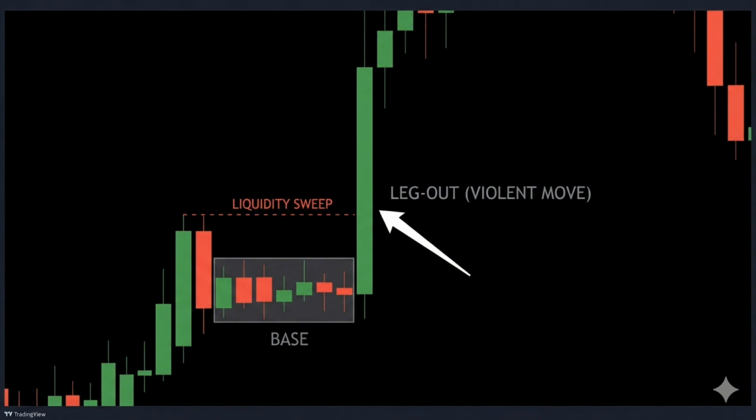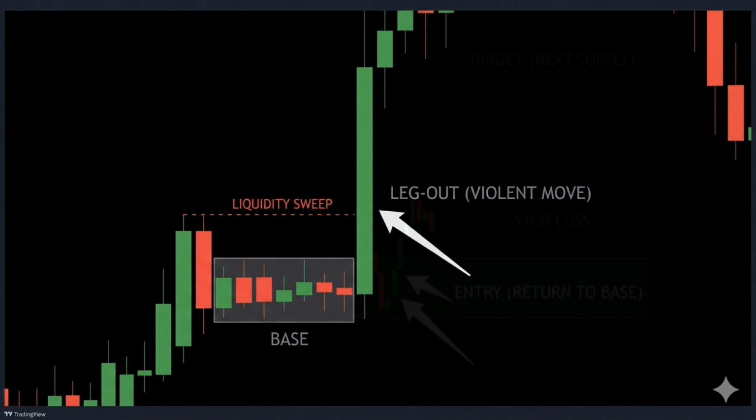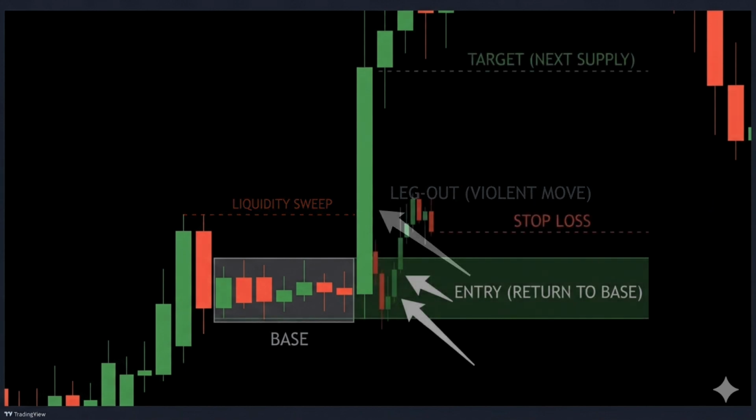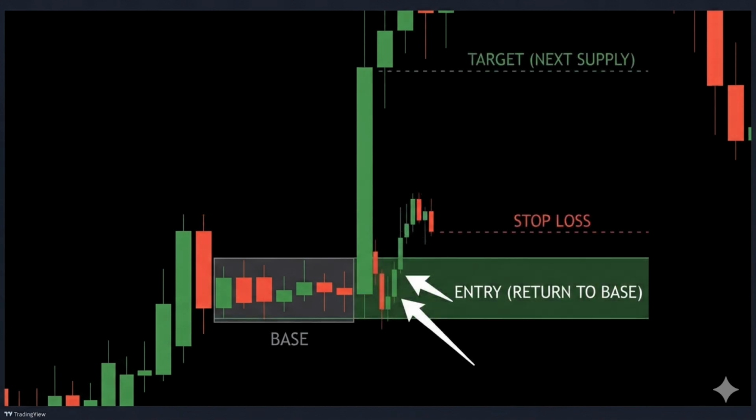The base. This is a small cluster of candles where the market pauses or consolidates. This is where the orders are being collected. The leg out. This is the most important part. You want to see a strong, explosive candle, usually a large Marubozu or an engulfing candle, leaving the base.